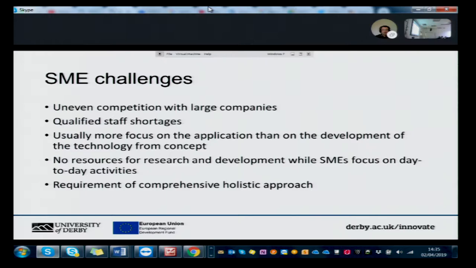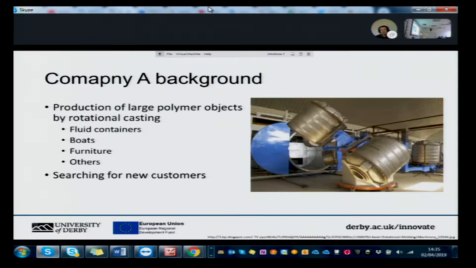Let's see company A. Actually, I will bring closer to you the history of three companies with whom I worked and to whom I provided interventions. Company A is producing large polymer objects by rotational casting. What is rotational casting? You can see in the picture two big silver-gray barrels connected with each other by a blue arm. These barrels are heated up.